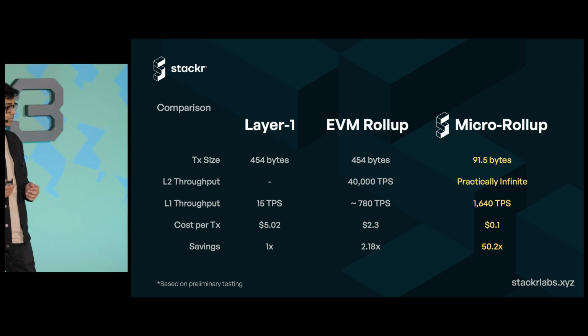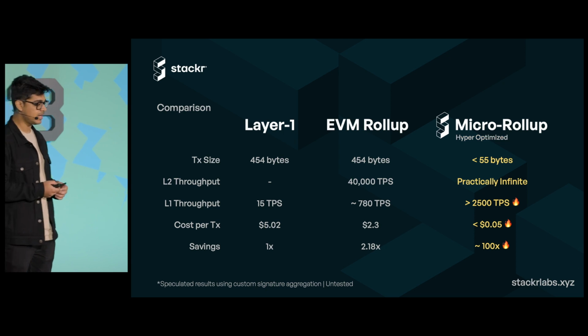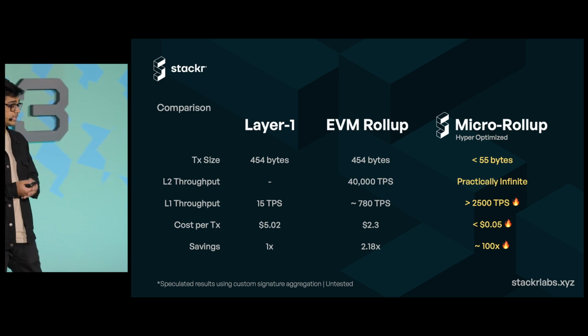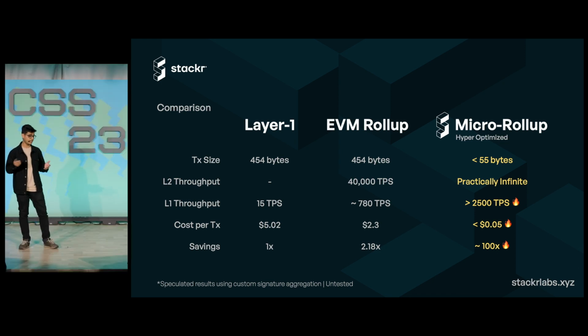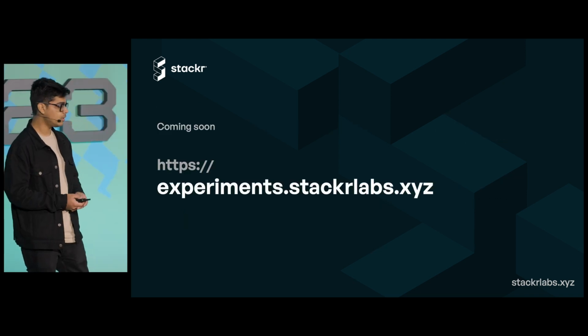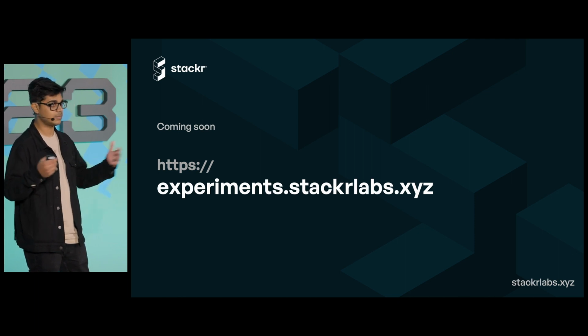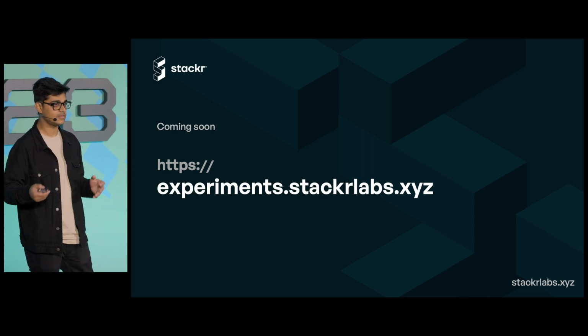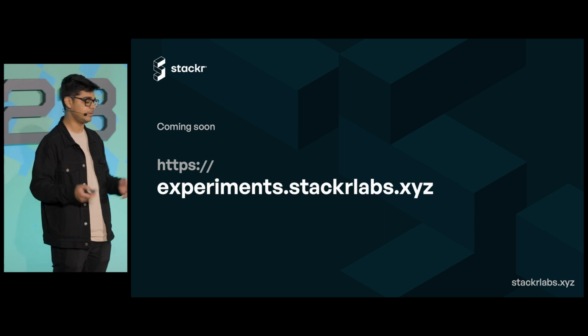And that's not the best part of it, because if we hyper-optimize that, we can actually achieve 2,500 TPS, and that's about 100x saving, and that has BLS and a little more compression using Brotli and whatnot. So it's coming soon. We are going to release a lot of stuff on experiments.stackrlabs.xyz, which is our experiments domain, and it's not live yet, but we are just writing a blog post, and we'll post it soon.